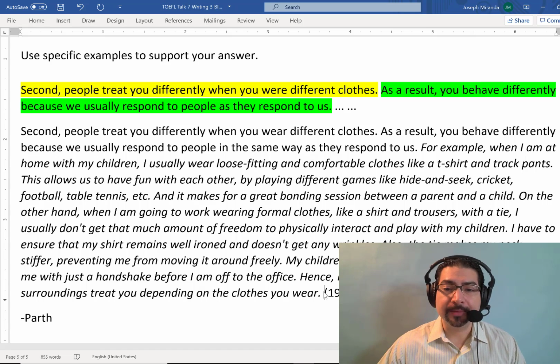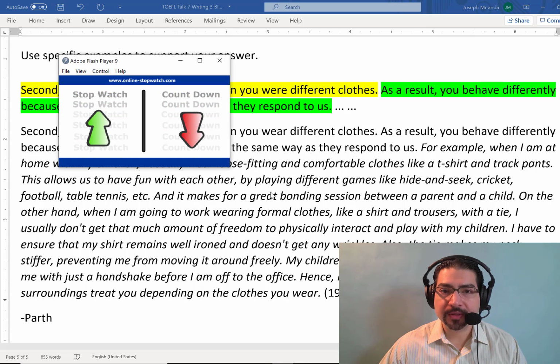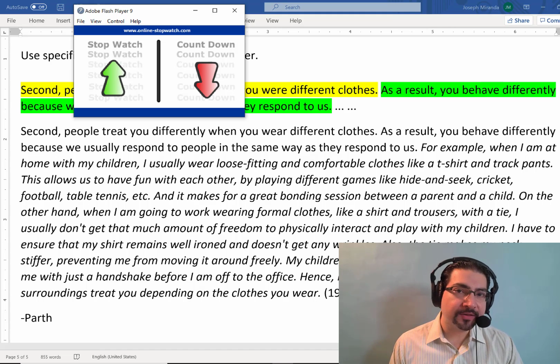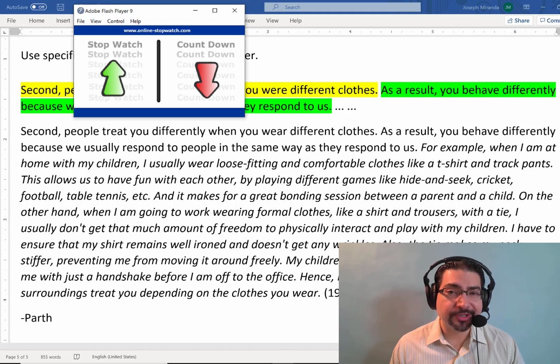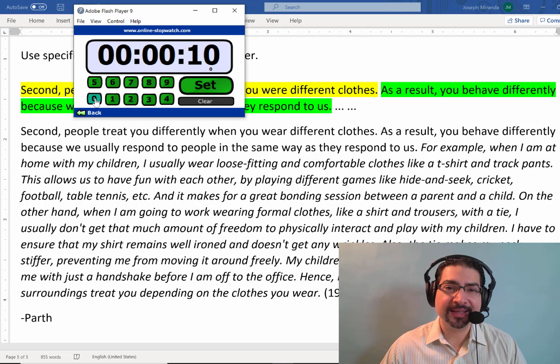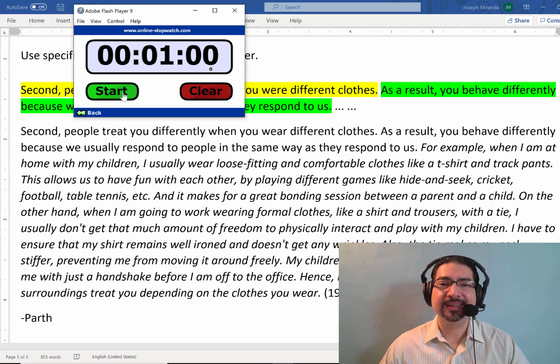So, with that, I'm going to give you 1 minute to read the rest of what Parth wrote, just to see: does it satisfy the job of step 3 and step 4? Does it create the connection? Does it do the job? 1 minute to read starting now.